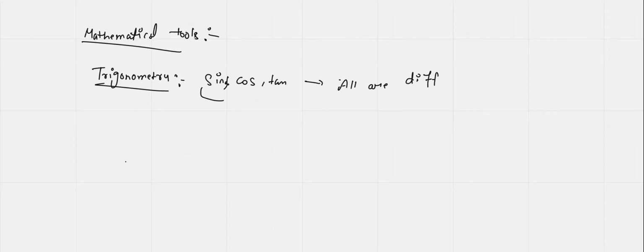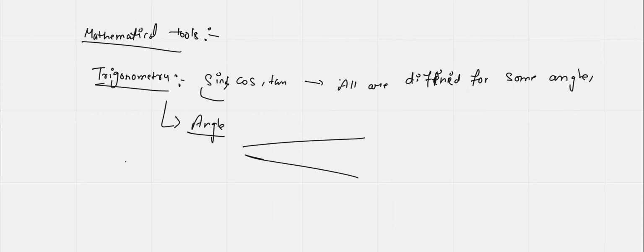Defined for some angle, right? So what can be that angle? What is an angle basically? Whatever this is, it is called an angle: the inclination between two intersecting lines. Now this angle can go from 0 to 360 degrees in a whole rotation. So that's the thing.